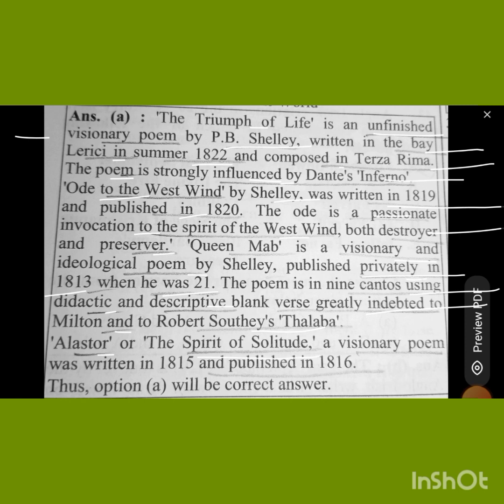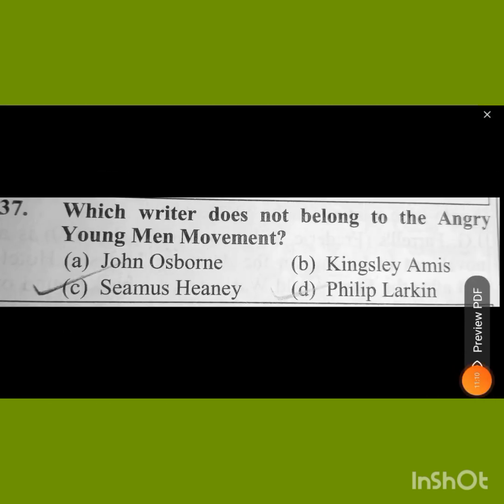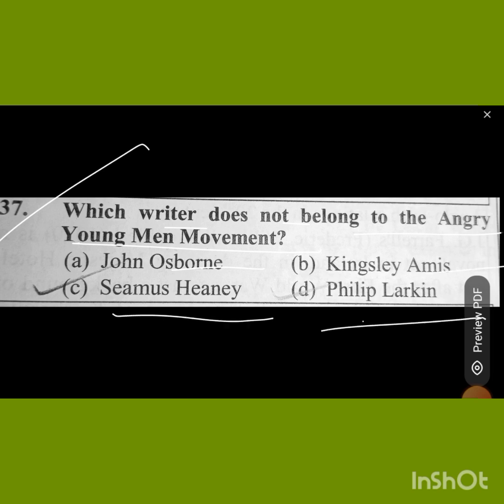Alastor, or the Spirit of Solitude, is a visionary poem written in 1815 and published in 1816. Now question number 37. Which writer does not belong to the Angry Young Men movement? Option A, John Osborne. Option B, Kingsley Amis. Option C, Seamus Heaney. Option D, Philip Larkin. So the answer of this question will be Seamus Heaney and Philip Larkin.